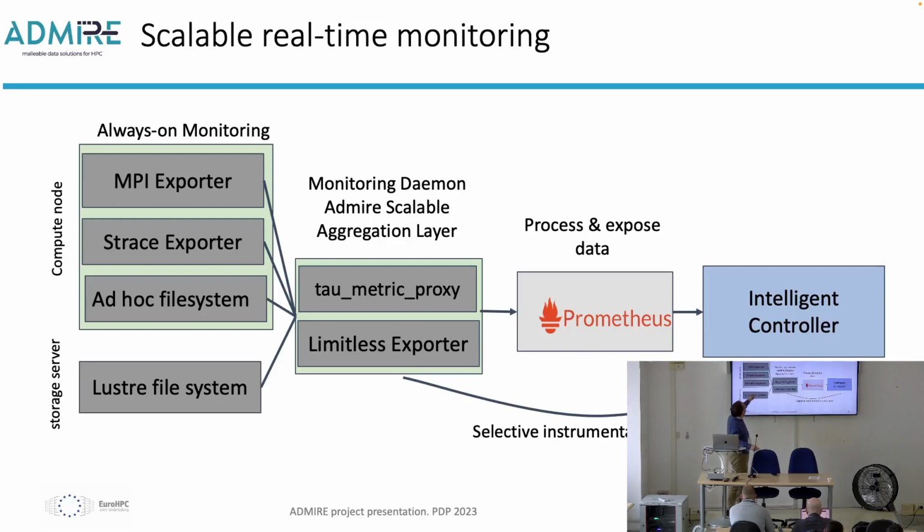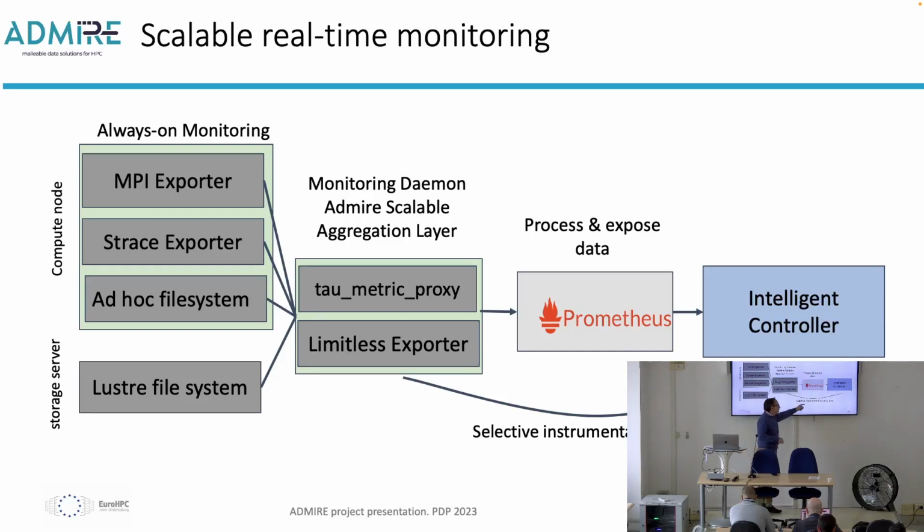Okay. So the idea is that we collect several traces here: MPI exporter, strace, ad hoc file system monitors, Lustre file system or other parallel file system monitors, and the monitoring manager collects all the metrics, cooks the metrics, and stores all these metrics in two places. One is a Prometheus exporter that is very standardized. It's basically a time series interface. And the other one is the Redis database of the intelligent controller. Okay? So this is the base of all the information that we use later to do the analytics.